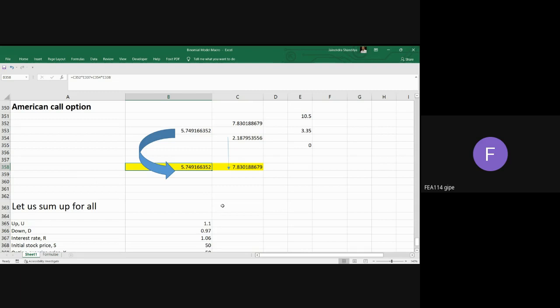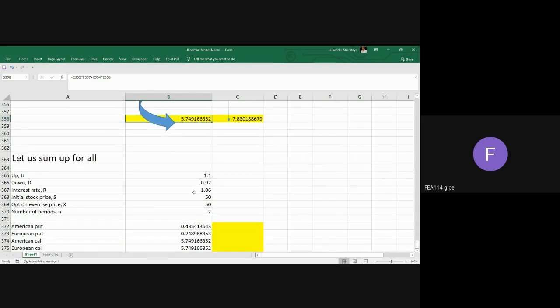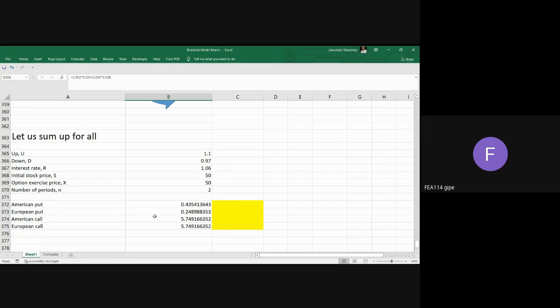So the American call option, as you can see, will have the same price as the European call option if you key in these inputs: up move is 10%, down move is 3%, interest rate is 6%, stock price 50, exercise price 50, number of periods 2. Now, what is the price of the American put? So you just write here binomial American put, which is the second one.